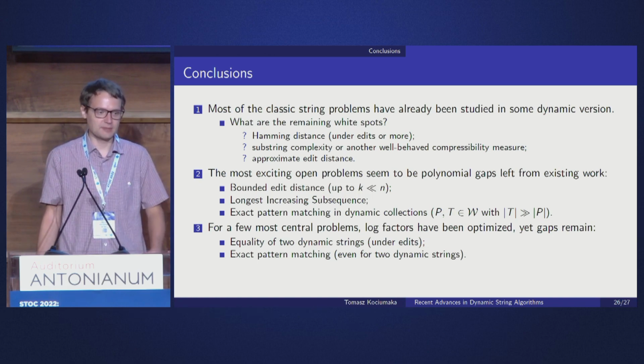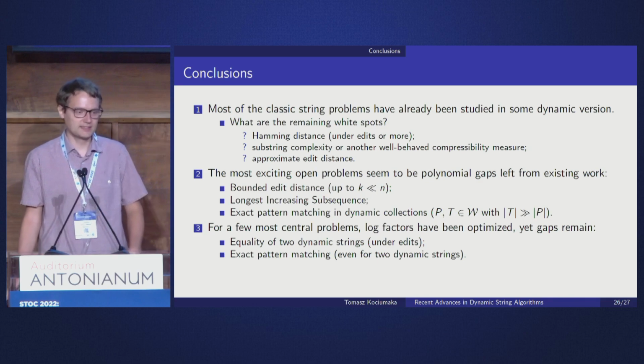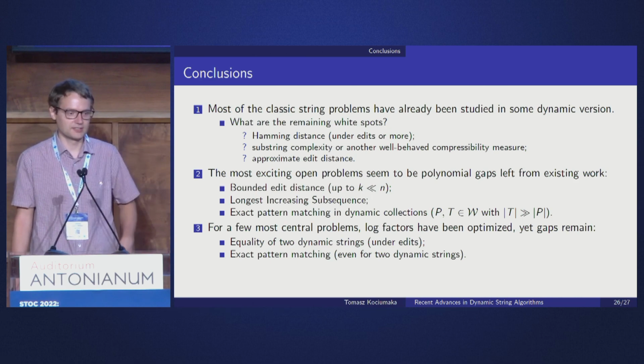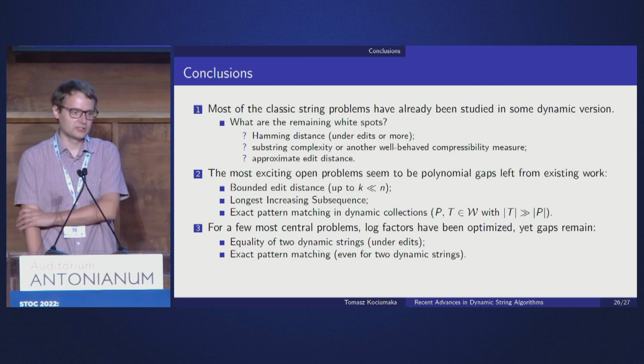For pattern matching, we have this surprising result that the deterministic version of the locally consistent parsing, the one based on deterministic coin tossing, is actually faster, and we don't know if this can be achieved without this log star n factor, which stems from the larger context size. So this is another interesting question.